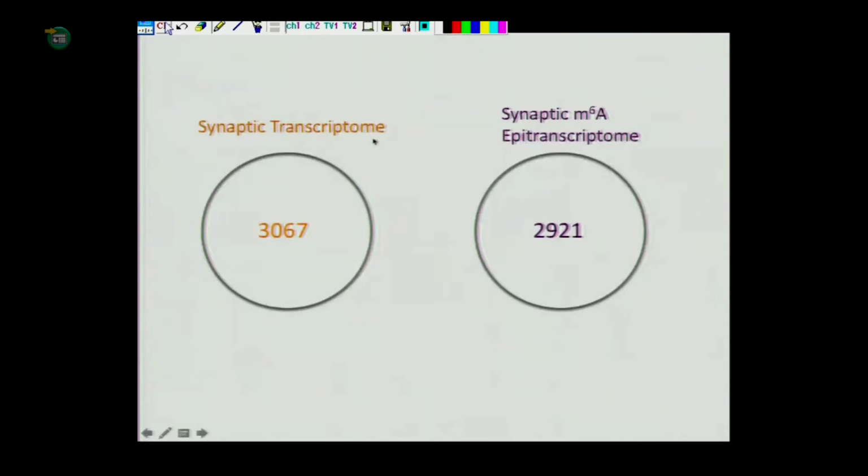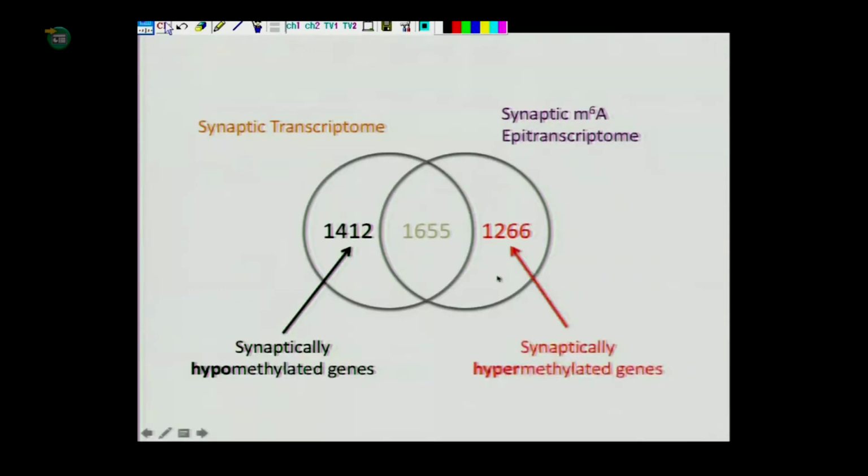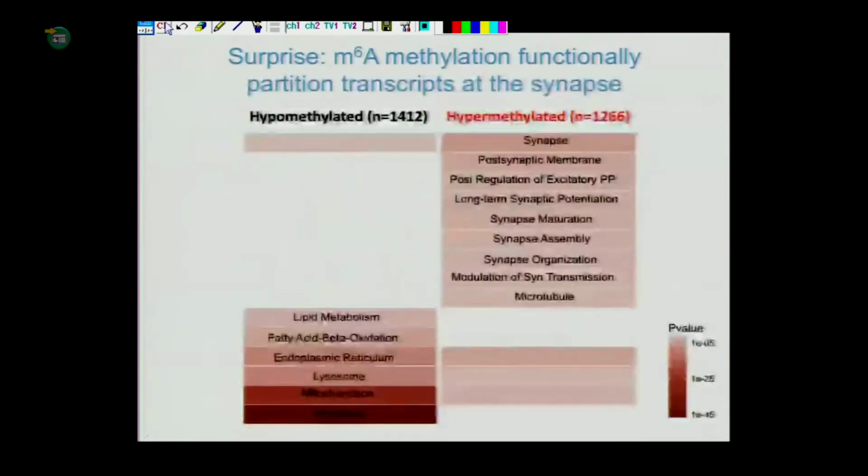transcriptome and the epitranscriptome. And now when we compare the two lists, we can find the ones that only belong to this one, not the other one. And then we can define different gene lists based on these properties. And then, surprise, these lists have specific functions. The hypomethylated ones were involved in cellular metabolism, and the hypermethylated genes were involved in synapse function.